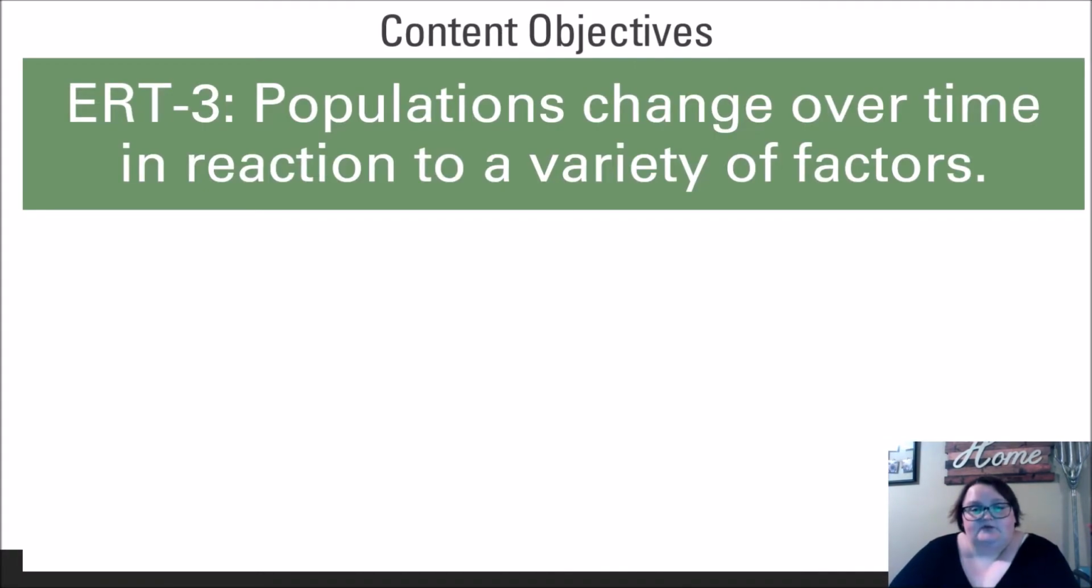In our last lesson, we talked about how we identify populations and the way in which they grow. We'll continue that conversation in this lesson, focusing here on humans. Here is our content objective for this lesson. We're looking at how populations change over time in reaction to a variety of factors.